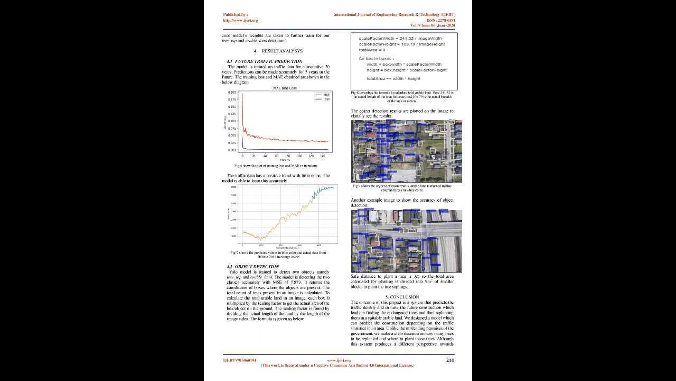The traffic data has a positive trend with little noise. The model is able to learn this accurately. Fig 7 shows the predicted values in blue color and actual data from 2000 to 2019 in orange color. The YOLO model is trained to detect two objects, namely tree_top and arable_land. The model is detecting the two classes accurately with MSE of 7.879. It returns the coordinates of boxes where the objects are present.